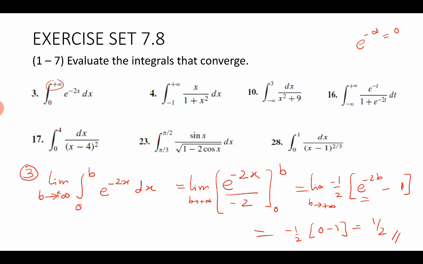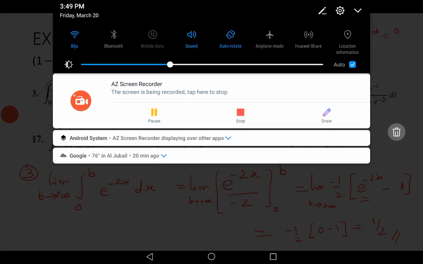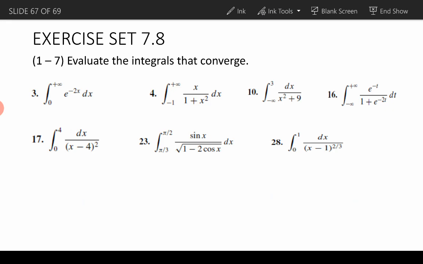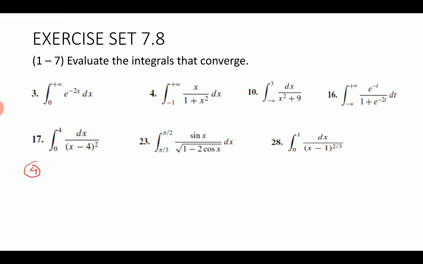Now let's go for the next problem. Problem number 4. Here again the upper limit is positive infinity, so it's an improper integral from negative 1. So we have to rewrite this one with upper limit b, x over 1 plus x square dx, and then take the limit as b approaches positive infinity. And remember, if it is the lower limit, then this approaches negative infinity.